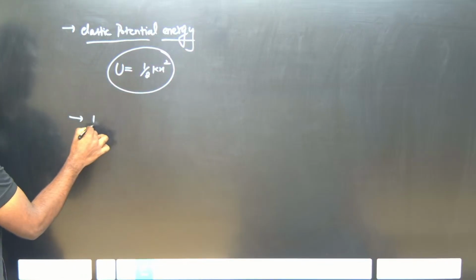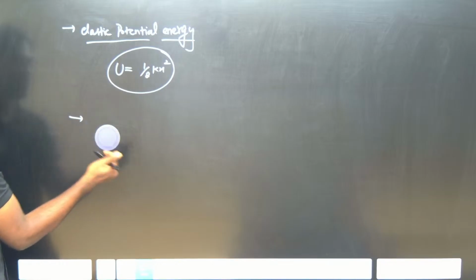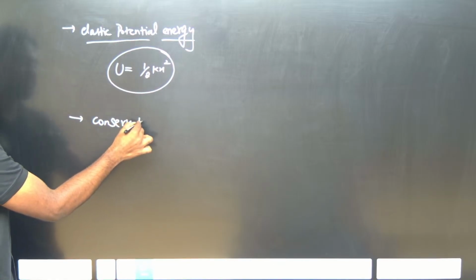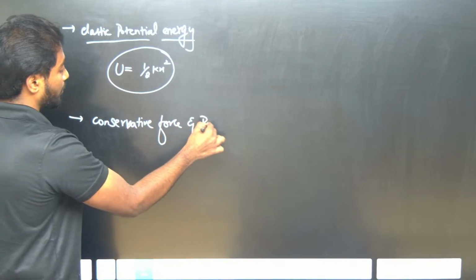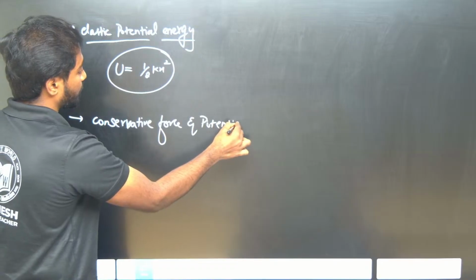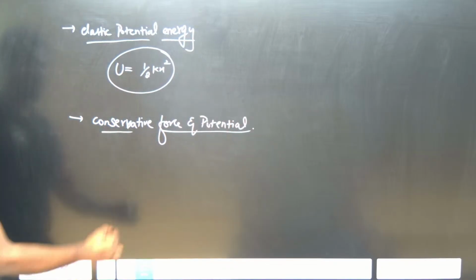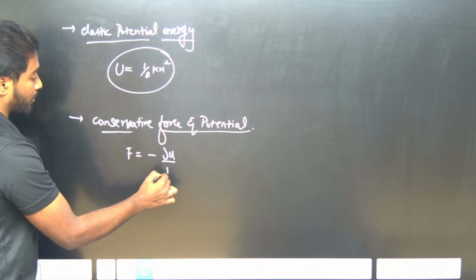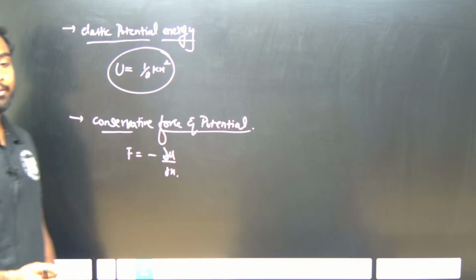So the relation is, first let me write the topic: conservative force and potential. Okay, so F is equal to minus dou u by dou x, the partial differentiation we will say.